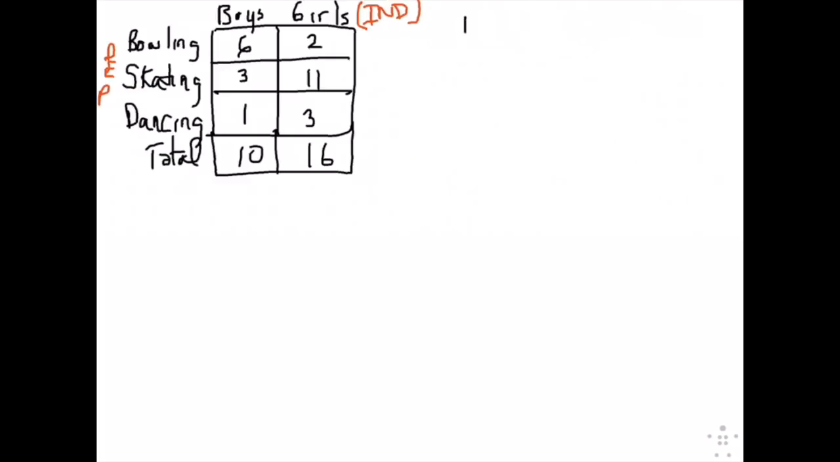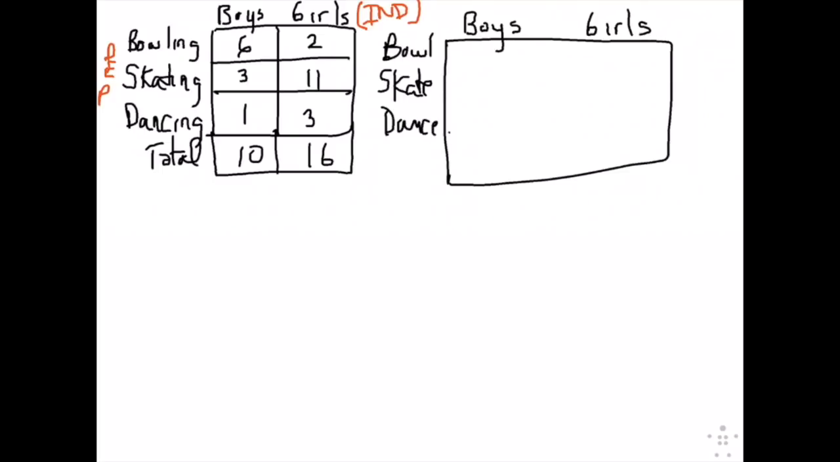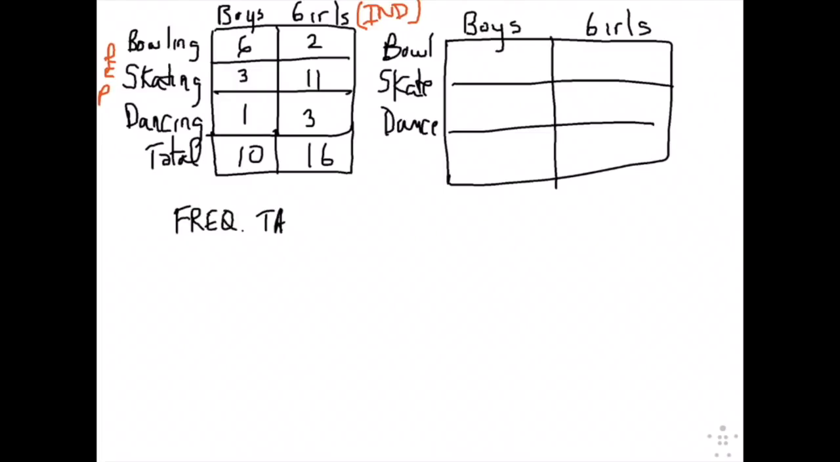So let's say boys, right? Girls. I'm going to make it a little bigger only because it's harder to write with a stylus. Bowling, and I'm going to abbreviate. You shouldn't, but I'm writing with a stylus, so it's harder. Skate and dance, right? So here's our table, our relative frequency table. So over here, this is our frequency table. And then what we're creating is a relative frequency table, right?